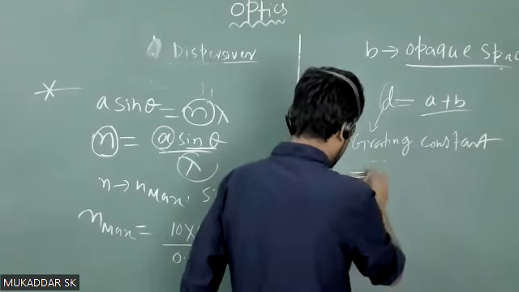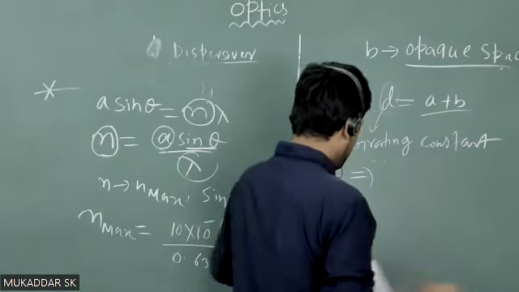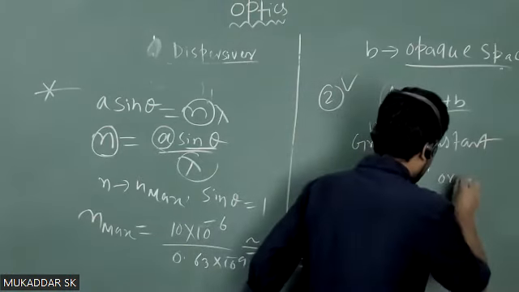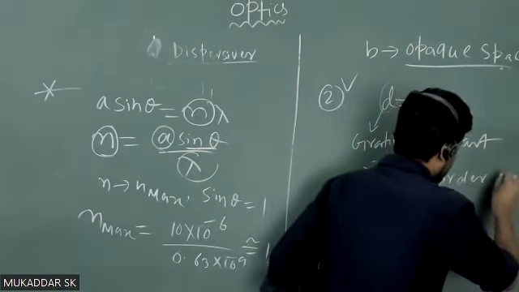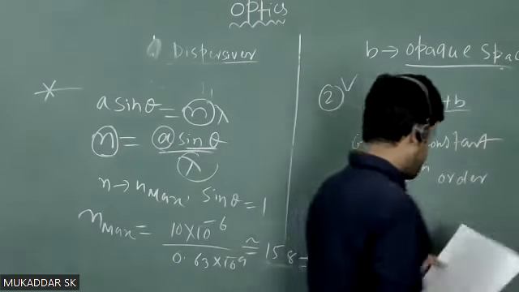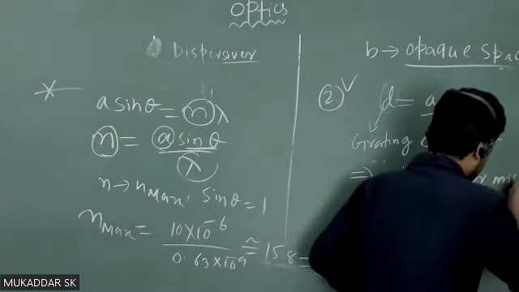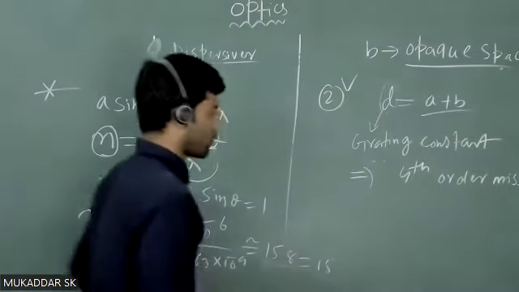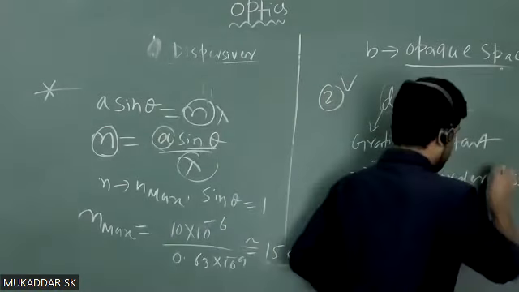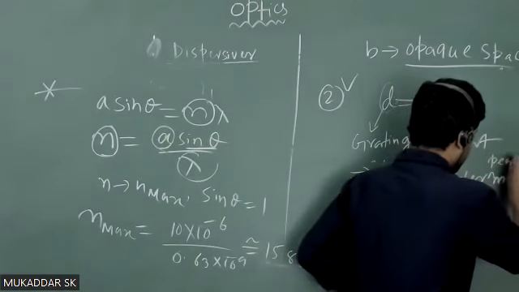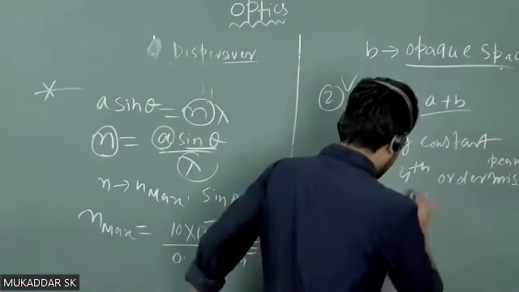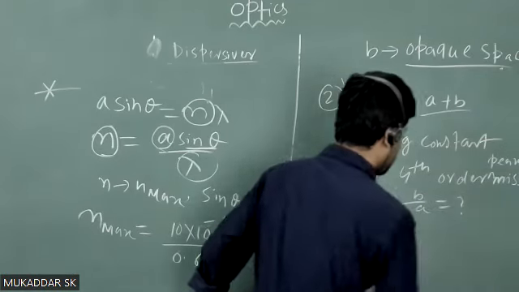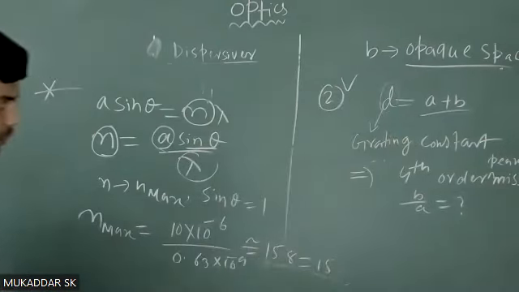Okay, and they have told that the fourth order peak was missing in the diffraction pattern. So what do you have to calculate? You have to calculate b by a. The fourth order peak was missing.